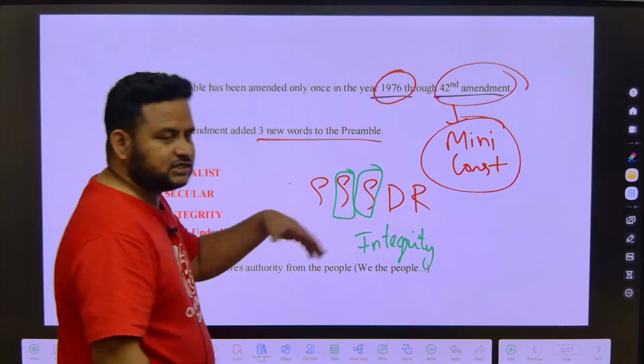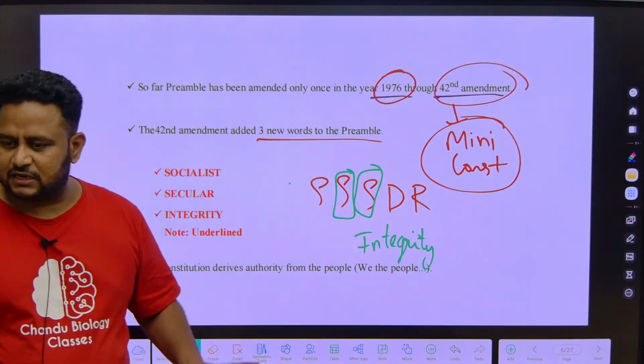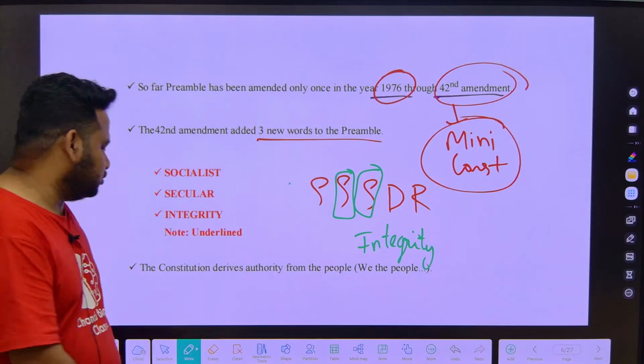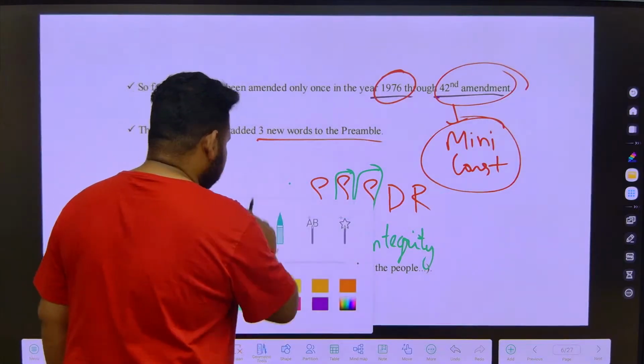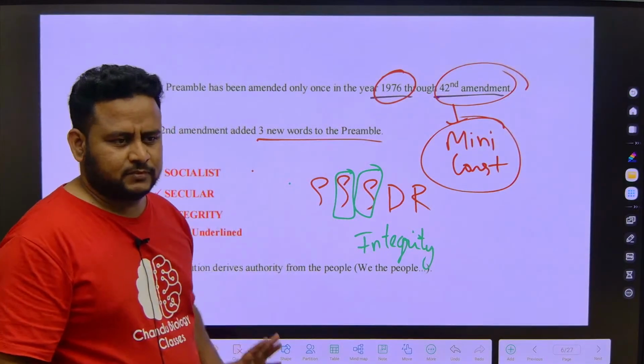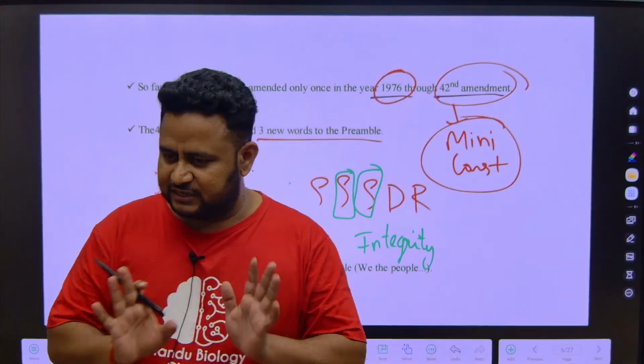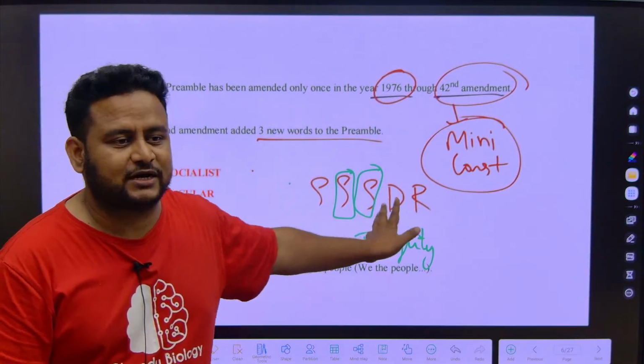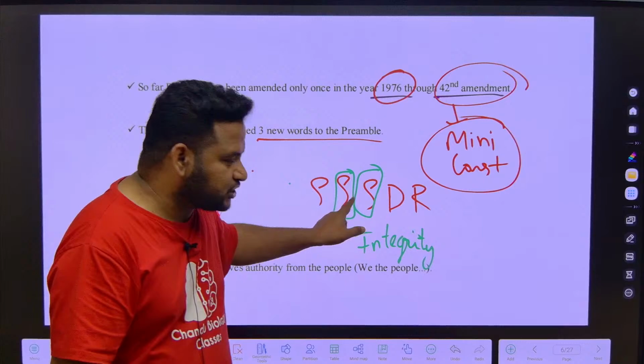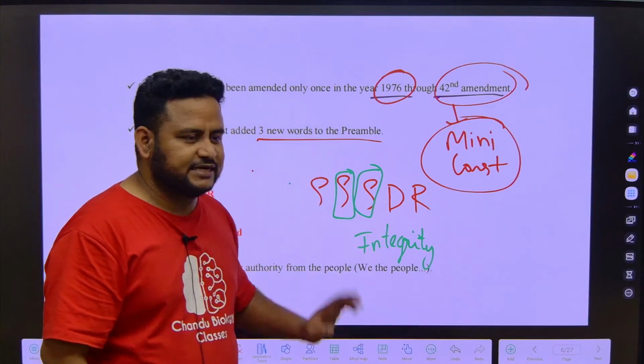Okay. These words were not there in the original constitution. In the original constitution, what was it called? Sovereign Democratic Republic. In the original constitution preamble, if you read that preamble, there is only sovereign democratic republic. It did not have socialist and secular, and also integrity was not there.